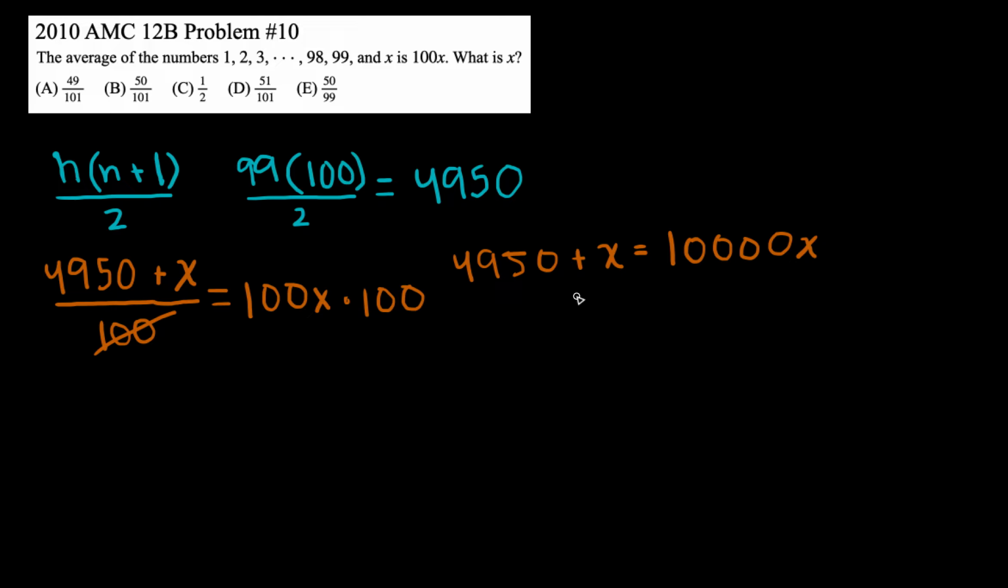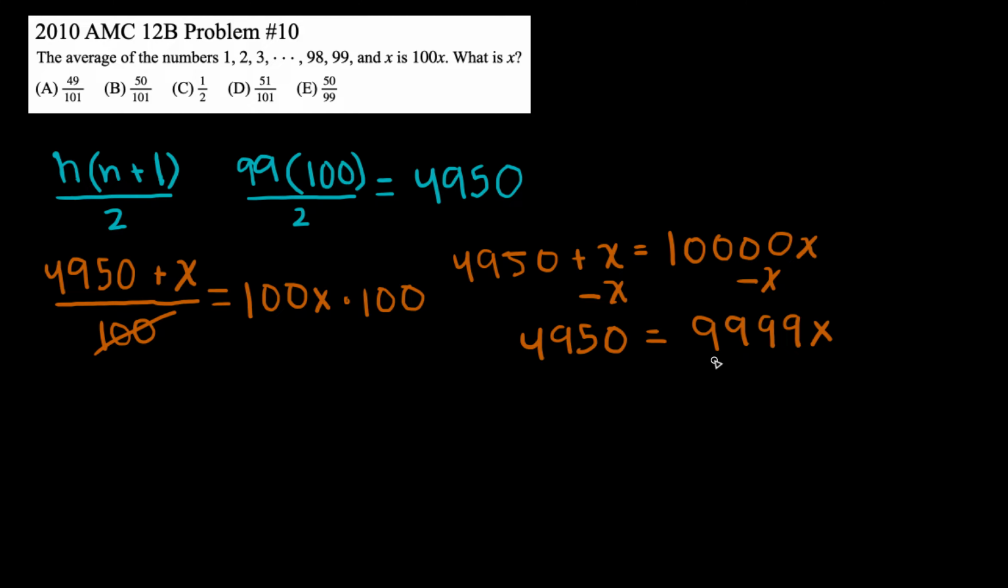So we'll subtract an x on both sides. When we subtract an x on both sides, on this side we'll be left with 4,950 is equal to 9,999x. Now this doesn't exactly look like the answer choices we have here, but we're pretty confident that we've done the right things. So we'll still keep solving for x and see if maybe we can simplify some things.